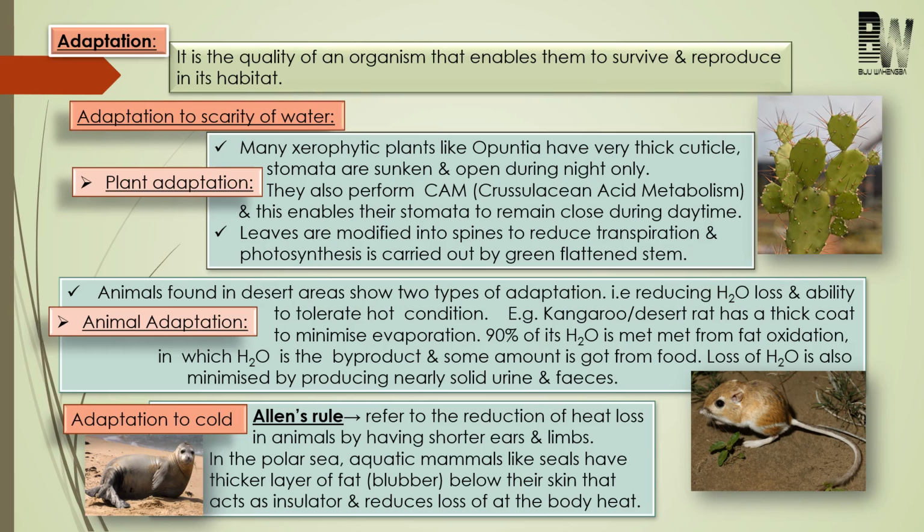So opuntia have thick cuticles. They have sunken stomata, and the stomata remain closed during daytime just to prevent transpiration, and they usually open during nighttime. In addition to this, the leaves are also modified into spines just to reduce transpiration, and the stem is also modified to perform photosynthesis. And opuntia also perform a special type of photosynthesis that is known as the CAM pathway, that is Crassulacean acid metabolism. So these are different characters which are present in opuntia so that opuntia can easily adapt to those areas where there is scarcity of water.